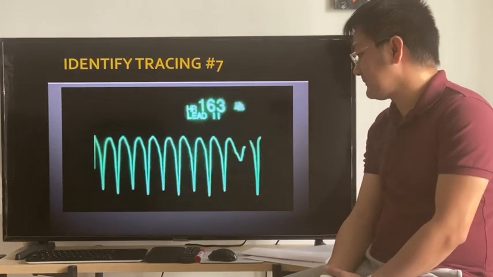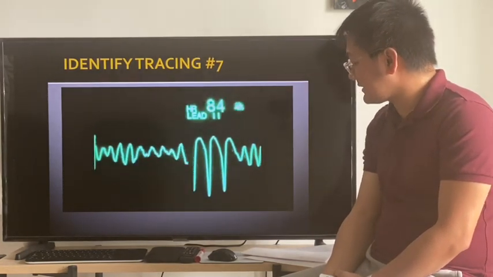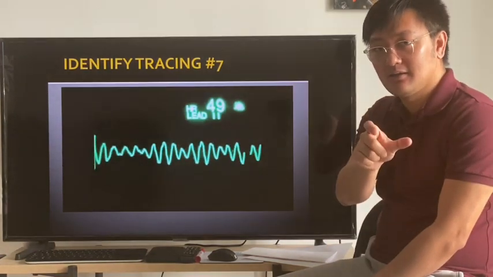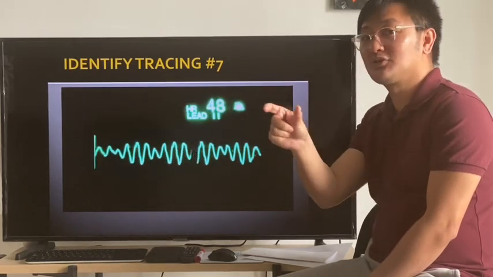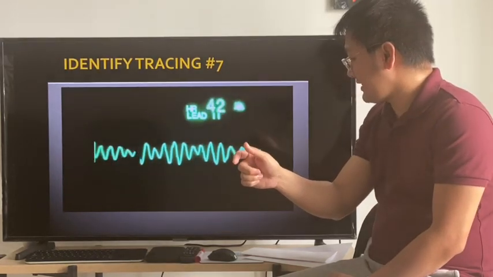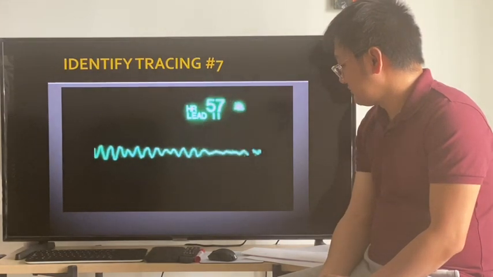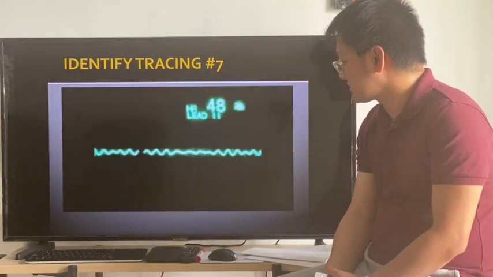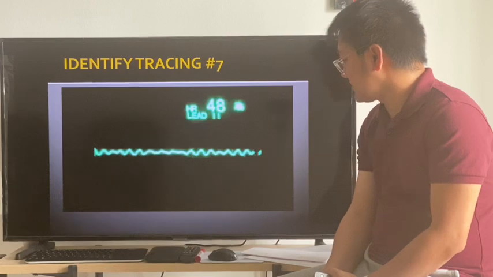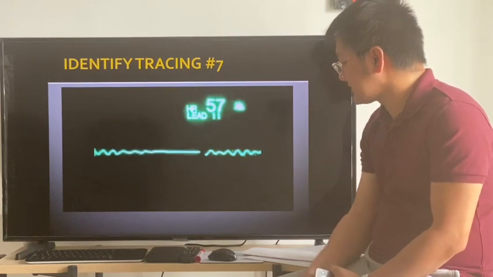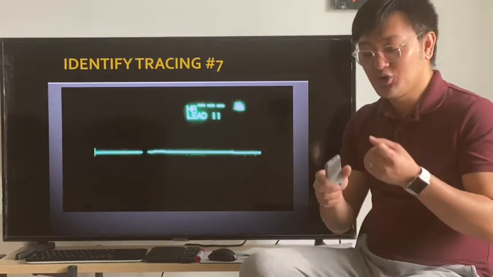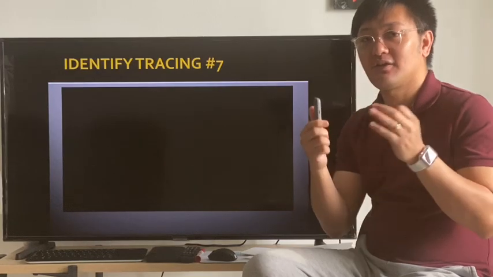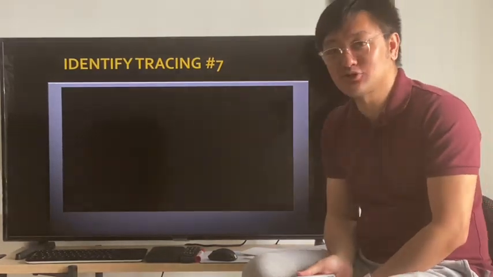Let's see what will happen next. From VTAC, it looks like torsades de pointes. Okay? So from PVC to VTAC to torsades de pointes. And then, prior to that, it looks like atrial fibrillation. And then eventually, the patient now has asystole. Okay? So we had the PVC, the VTAC, your torsades de pointes, your atrial fibrillation, then your asystole.